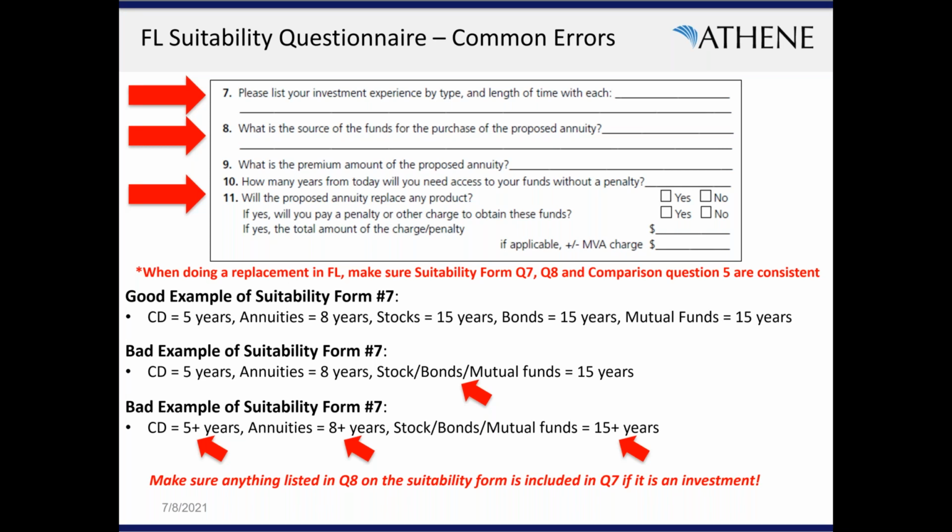So if you're sending the money to us from a brokerage account, the source of funds is a brokerage account, but you have to show it as a replacement, which means you have to show the comparison form. So, that's where you have to be careful. Anytime you move money from an annuity to another source to then back into an annuity, you do create some confusion, and it does make it more difficult.